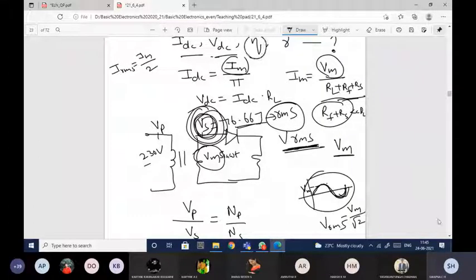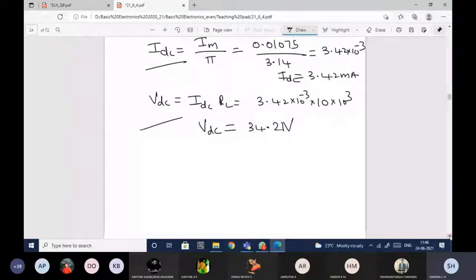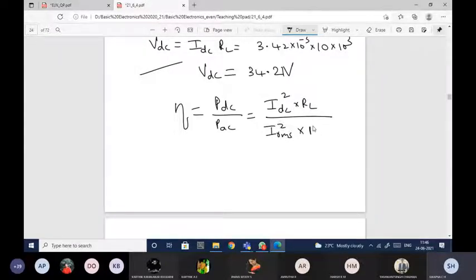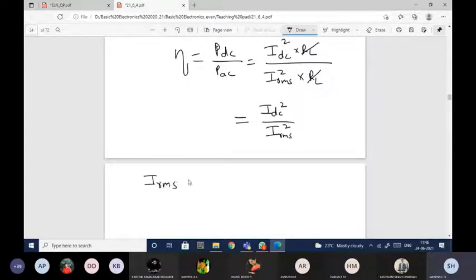Now I need to get efficiency, gamma. How will you calculate gamma? It is PDC by PAC. PDC is nothing but IDC square into RL, divided by PAC, which is IRMS square into RL. This RL and this RL will get cancelled. I'll be left with IDC square by IRMS square. But now I don't know what IRMS is, so I need to find IRMS. How will you find IRMS? For a half wave, IRMS is Im by 2, right?